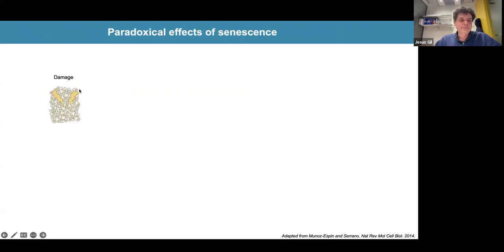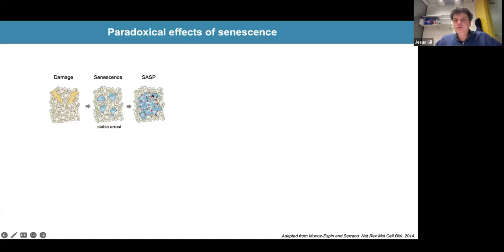And for example, if we have a tissue in which we have some damage, one of the responses that can be activated is senescence. And what senescence tries to avoid is that cells that are damaged or cancerous proliferate and replicate in the tissue, replicating this damage that they have with them. And senescence achieves that through this intrinsic cell cycle arrest.